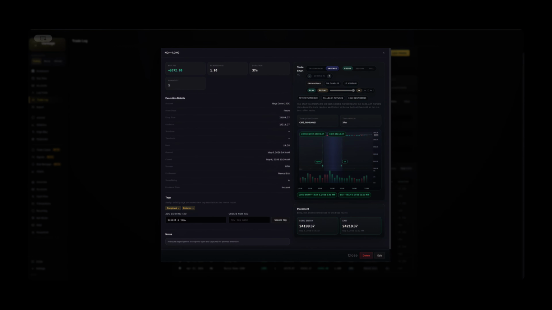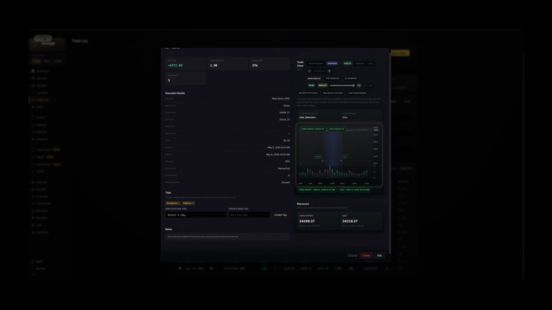Now I open one trade because this is where the review becomes specific. The trade detail is where I check whether the row makes sense visually. I am looking at the entry, the exit, the quantity, the duration, the fees, and the chart context together. If the chart shows the entry came late, maybe the issue is signal timing. If the trade entered correctly but the exit gave back too much, maybe the exit logic needs work.